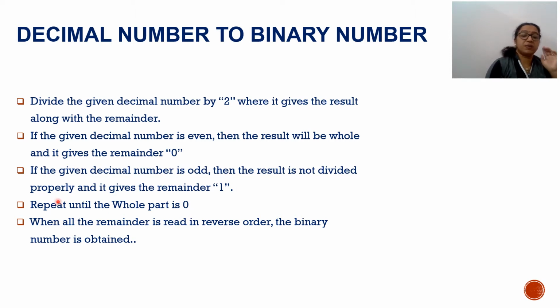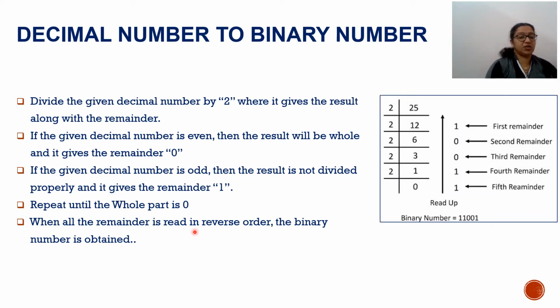So repeat until the whole part is 0. We keep on dividing until the whole part is 0. After that, read the remainders in reverse order. When all the remainders are read in reverse order, that is the binary number of that decimal number. Understood? Now see the example here. You will get a clear picture.